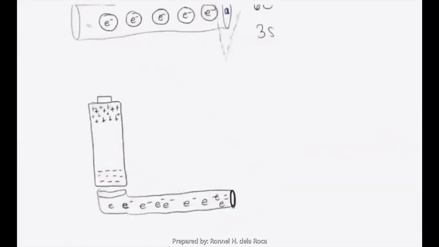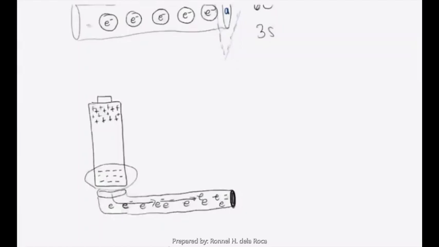So suppose meron tayong battery and we want to connect a wire sa battery. So alam natin na merong positive terminal at negative terminal yung battery. So, i-connect natin yung one end ng wire sa negative terminal ng battery. Since ang negative terminal ng battery ay merong excess charge, marerepel yung mga electron palayo doon sa negative terminal ng battery. So, ang movement nila ay magiging away doon sa terminal ng battery.